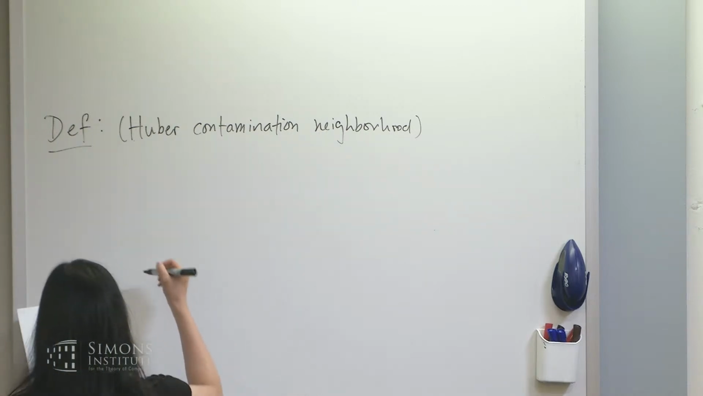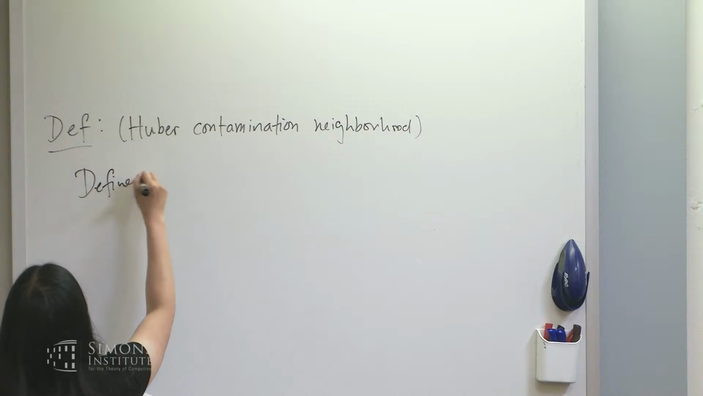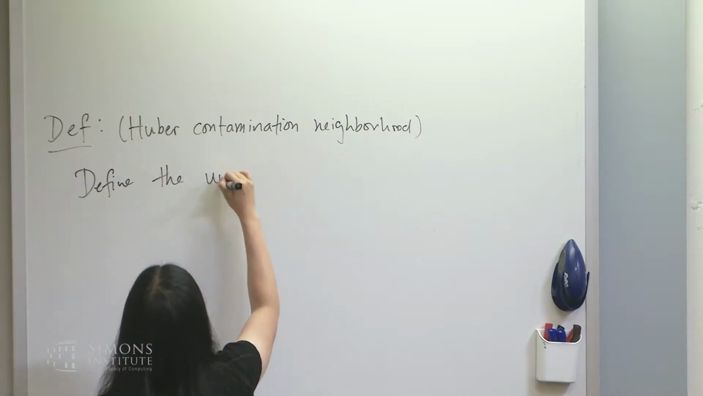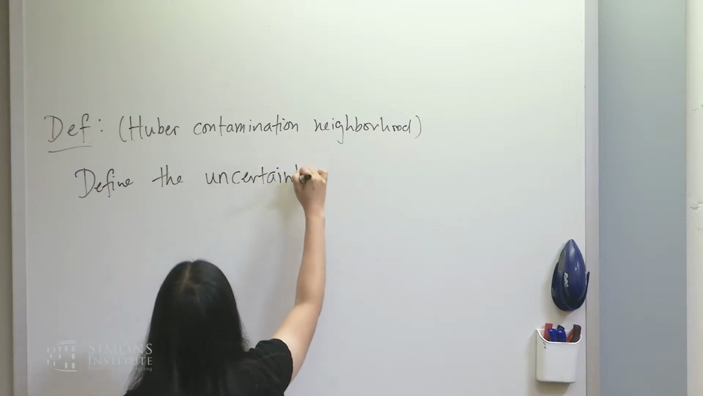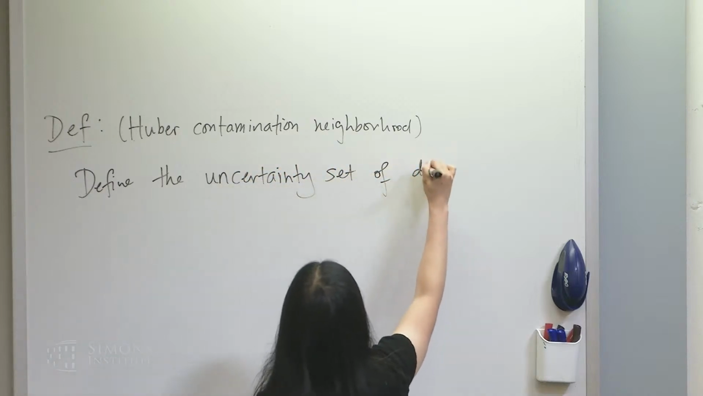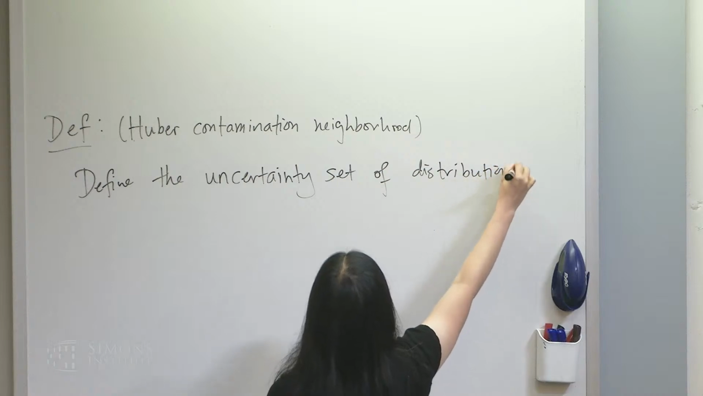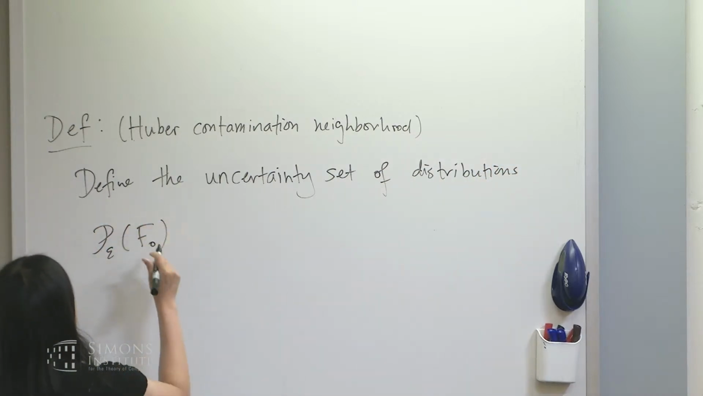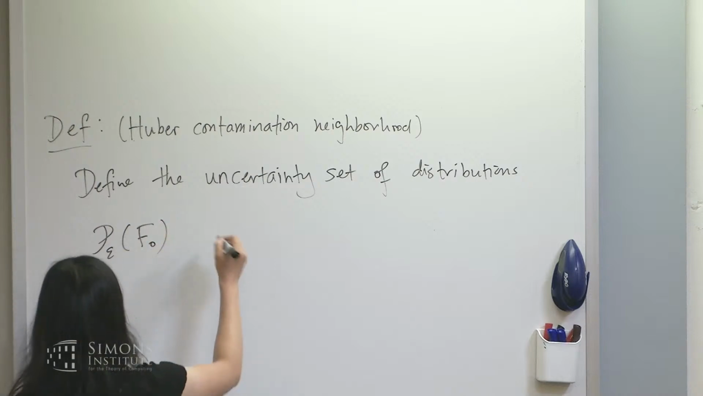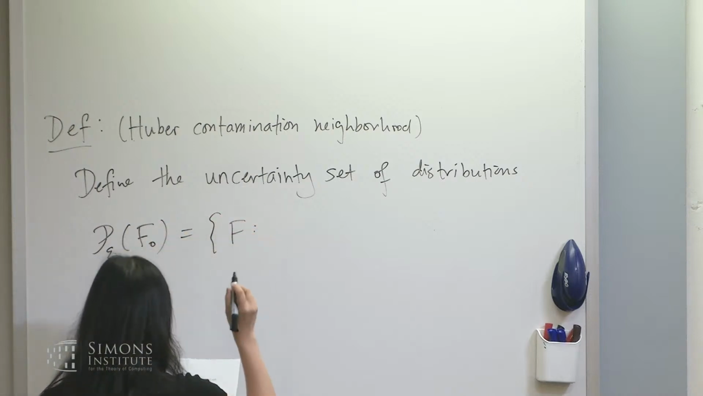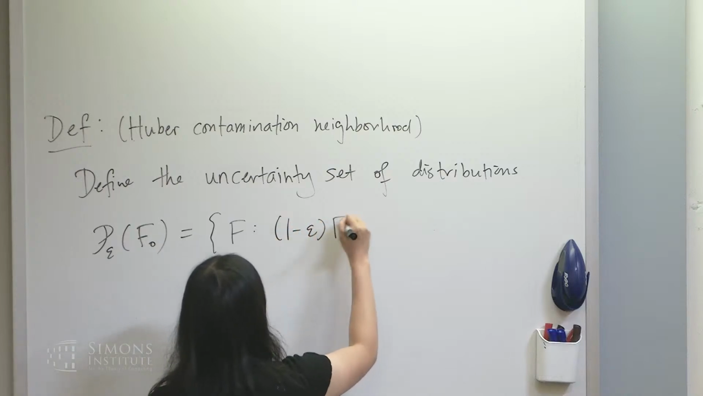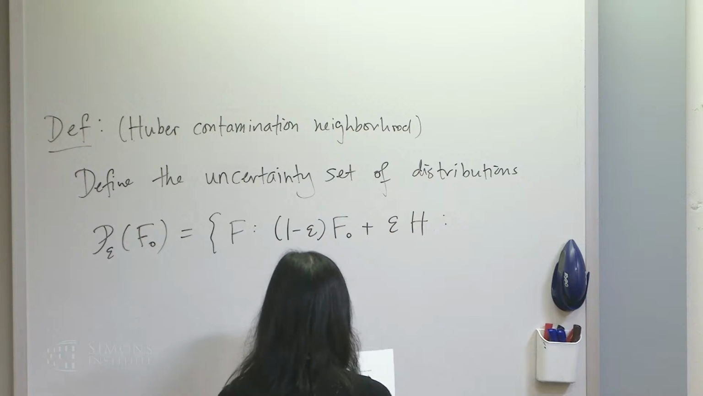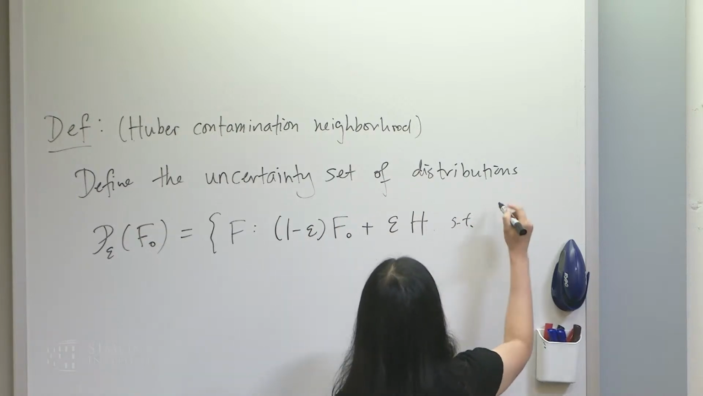Okay, so define the class of distributions, or maybe I'll say the uncertainty set of distributions, in the following way. We'll call it P_epsilon of some reference distribution F0. And this will be equal to all CDFs F which can be written as a mixture of (1 - epsilon) F0 plus epsilon H, such that H is a CDF.